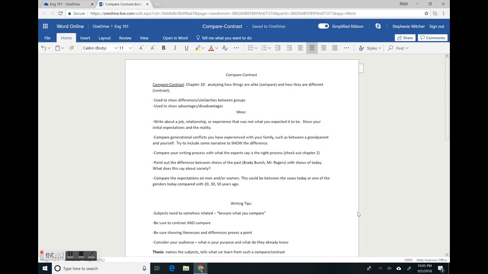Okay. So here's what you need to know specifically about the paper. If you need some ideas for what to write about, here are some ideas. You can write about an experience that was different than what you expected. So what you're comparing and contrasting is your expectation versus the reality of something. I've given some examples here: a job or a relationship. Maybe you had a certain expectation and things turned out to be different than what you thought. So there's a great area of compare contrast.